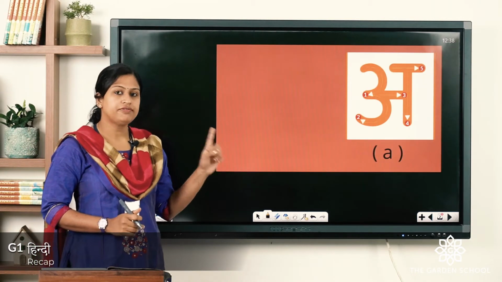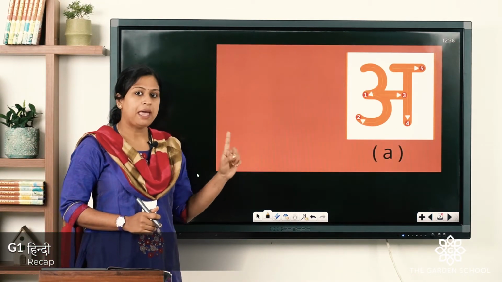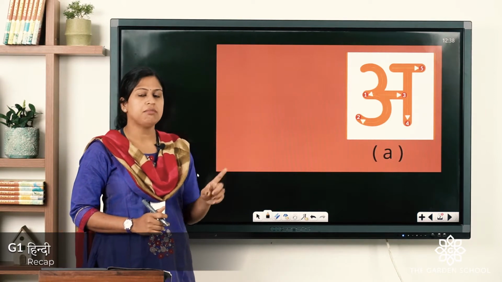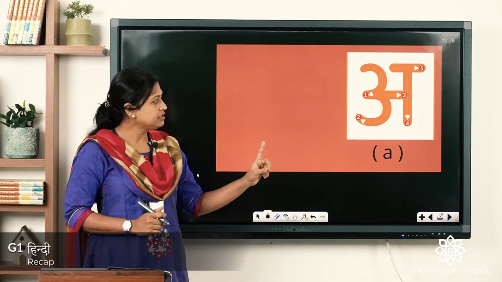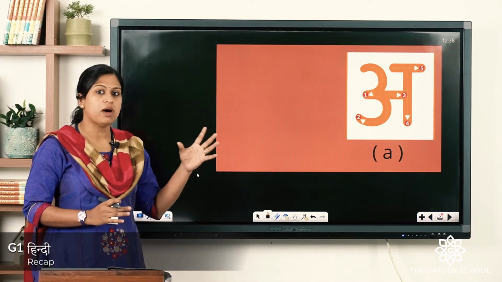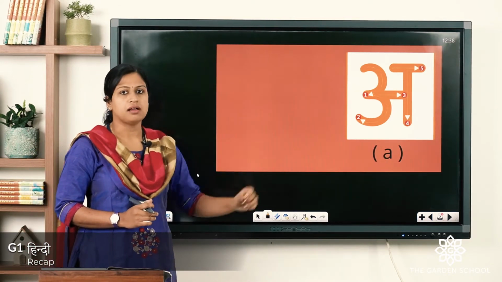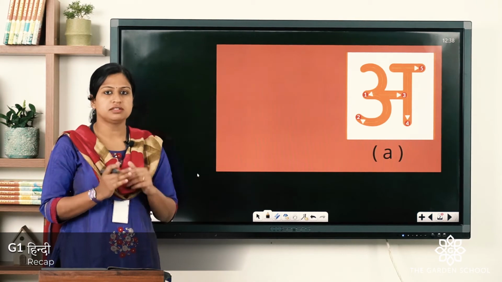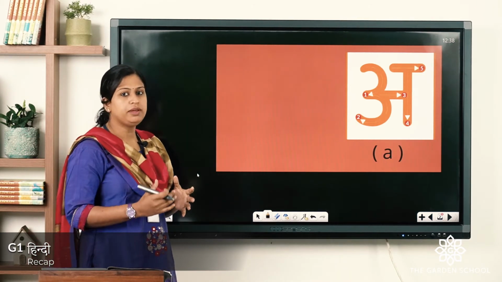So, the first Swar, Pehla Swar. Pehla means first. First Swar of Hindi letters, that is Varnamala, is A. It has a short sound. Now, let's see how we write it.